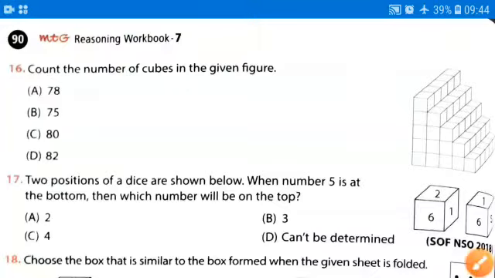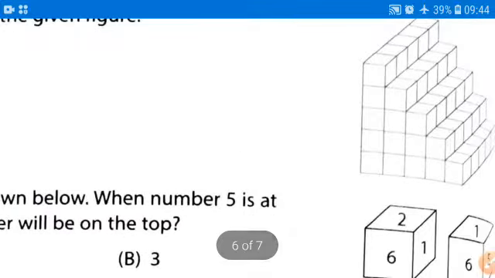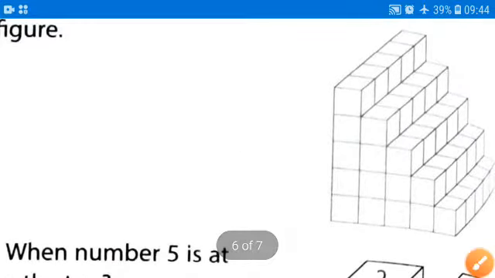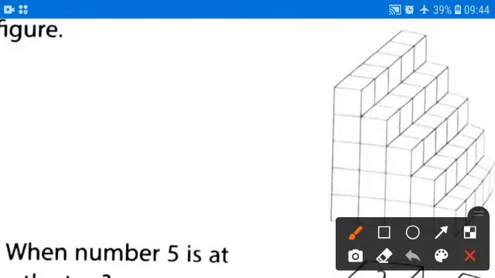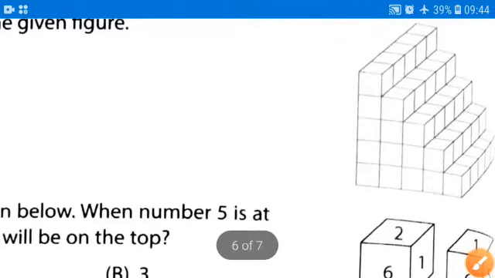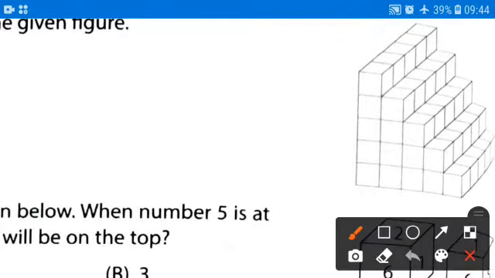Okay, now solving question number 16. Count the number of cubes in the given figure. So this is our given figure. We have to count the number of cubes. So first layer, we can see that in the first layer we have 1.